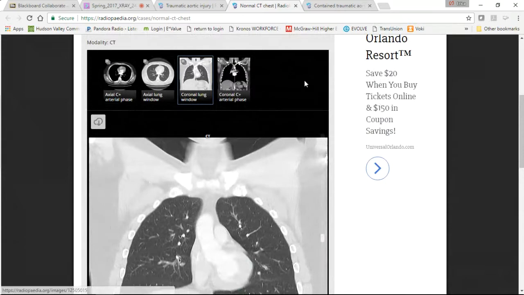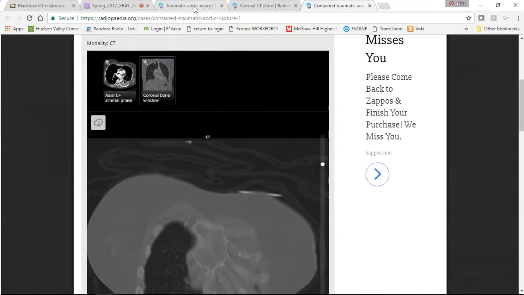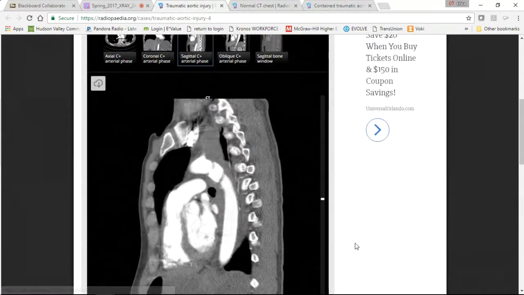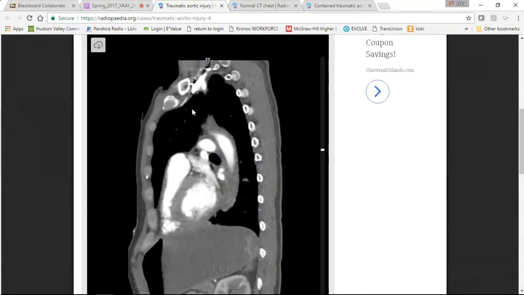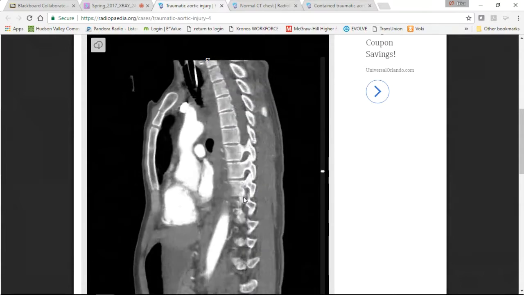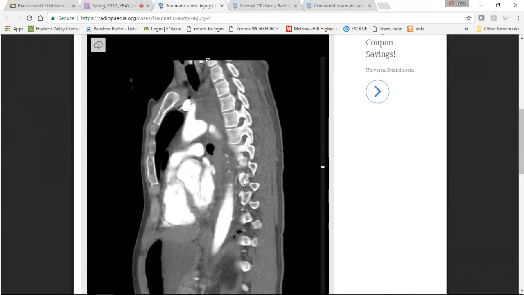Let's switch over, I just want to look at a sagittal slice. Here we go. So we can just point out the mediastinal spaces, okay? The superior mediastinum, the inferior mediastinal space, and then the anterior, middle, and posterior subcompartments in the inferior mediastinal space.